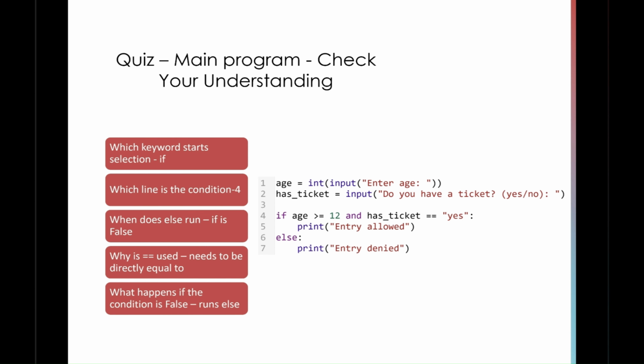Hopefully now you understand how programs make decisions. Selection is the foundation of all intelligent software. Next, you'll extend this with elif, loops and validation moving forward.